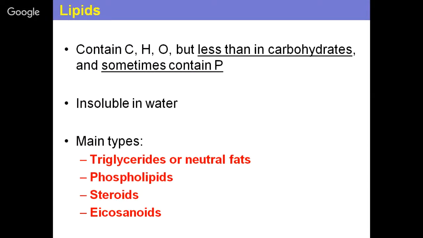Now let's look at the lipids. The chemical composition is that they also contain carbon, hydrogen, and oxygen, but less than in carbohydrates, and sometimes they can contain phosphate or phosphorus. Lipids are insoluble in water, and there are many types: triglycerides or neutral fats, phospholipids, steroids, and icosanoids. They all come under the category of lipids.